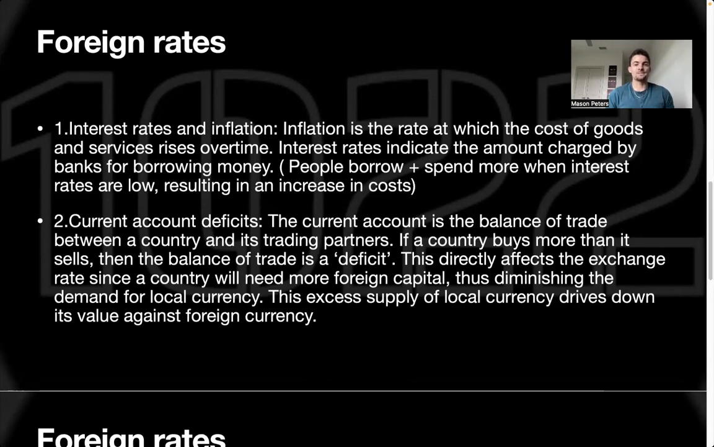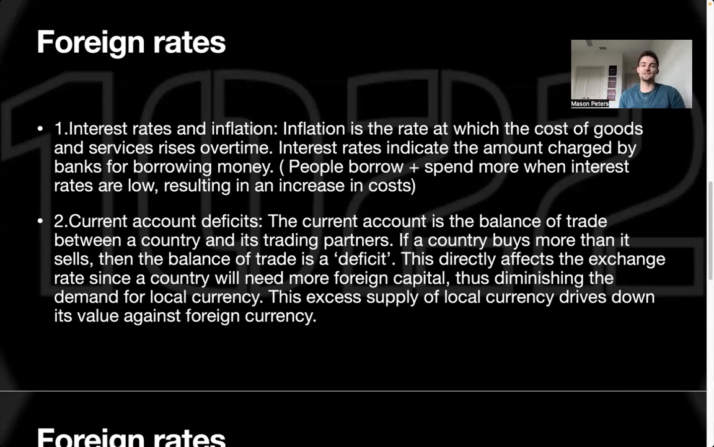People that borrow and spend more when interest rates are low results in an increase in costs. When we have low interest rates here in the US and you're borrowing and spending more money, the price of things is going to increase. That's just how it is, because when there's more excess of borrowing and spending, companies are going to charge more money. Simple, right? Very simple.